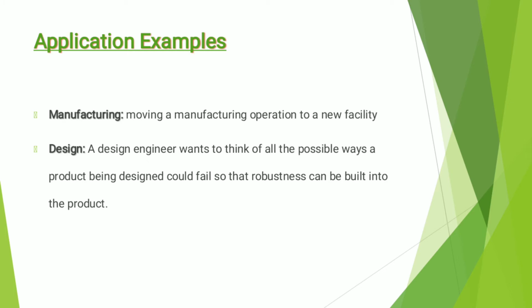Move on to application examples. First is manufacturing. A manager is responsible for moving a manufacturing operation to a new facility. He or she wants to be sure the move goes as smoothly as possible and that there are no surprises. Other is design. A design engineer wants to think of all the possible ways a product being designed could fail so that the quality or condition of being strong can be built into the product.